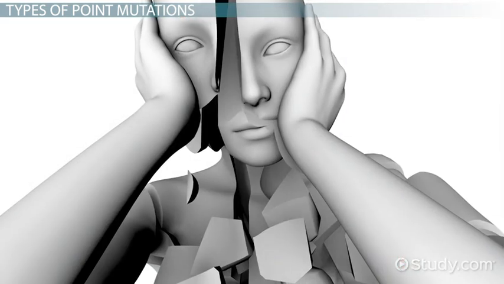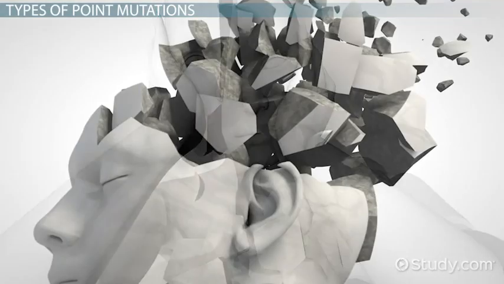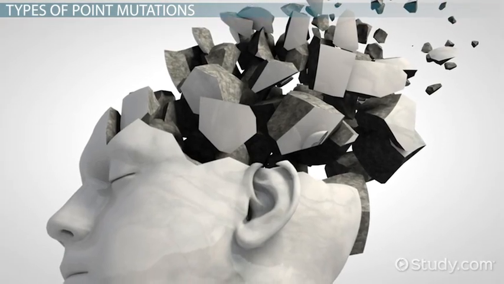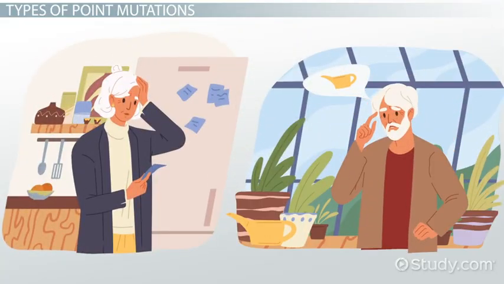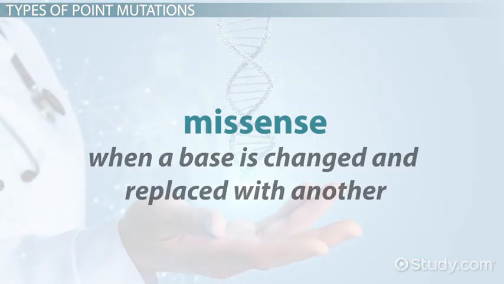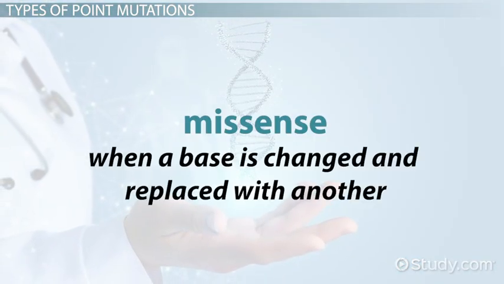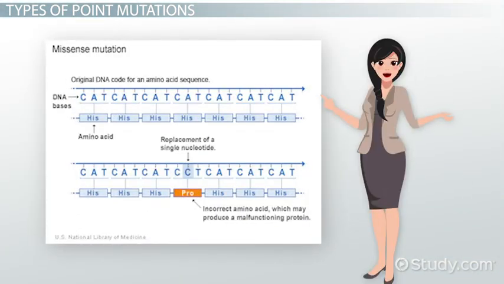There is a rare disease called familial British dementia, where the protein that should be produced is stopped short due to a nonsense mutation. The disease usually appears when the person is around 60 and results in dementia similar to Alzheimer's disease. Finally, a missense mutation occurs when a base is changed and replaced with another. This may result in a different amino acid being produced.